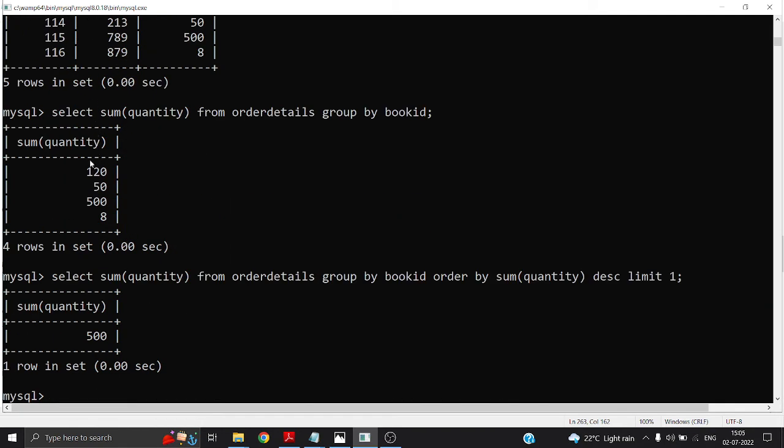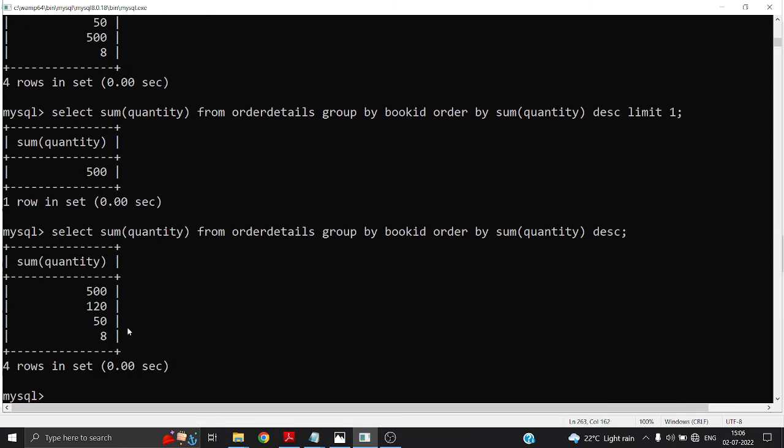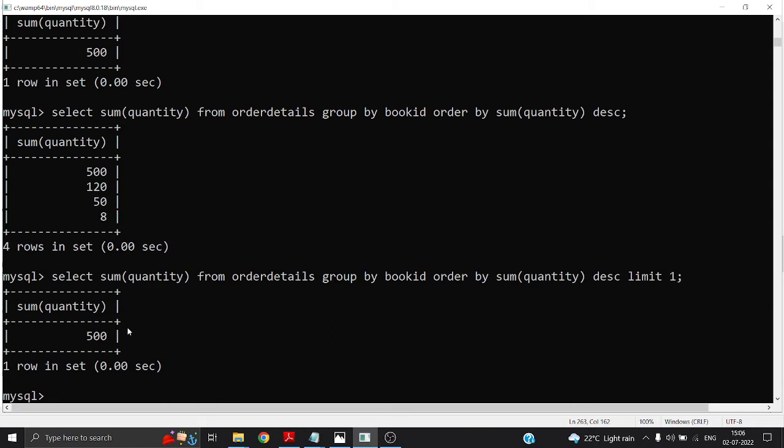Out of this query, I just want this information, 500, not 120, 50 or 8. So the same query is extended with order by sum of quantity, so I am arranging the records in descending order. With limit 1, it is displaying only the 500 information. If I remove this, it will display the records in descending order, but actually I want only 500. That's why I'm using the limit clause. Limit 1 means I'm getting only 500. This is the required information for my query.